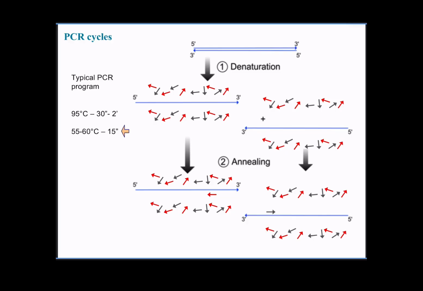The second step in a typical PCR cycle is what we call annealing. In annealing, we lower the temperature to somewhere between 55 and 60 degrees Celsius, and we do that for about 15 seconds. When we do that, what's going to happen is this. What do you think is going to happen to the original DNA template strands when we lower the temperature to about 55?